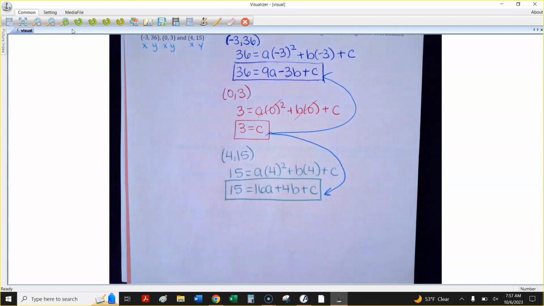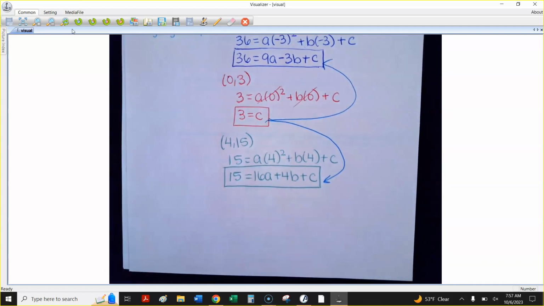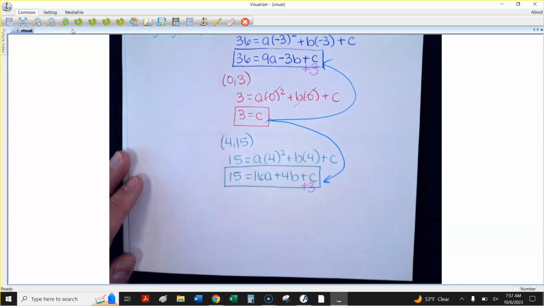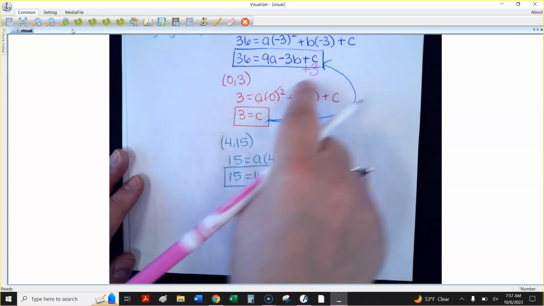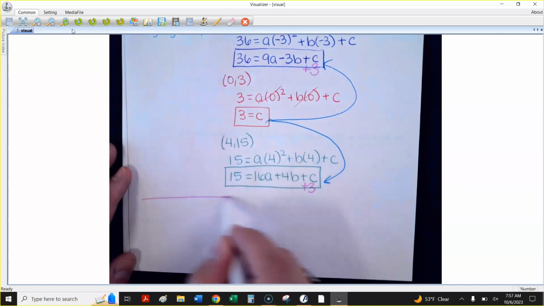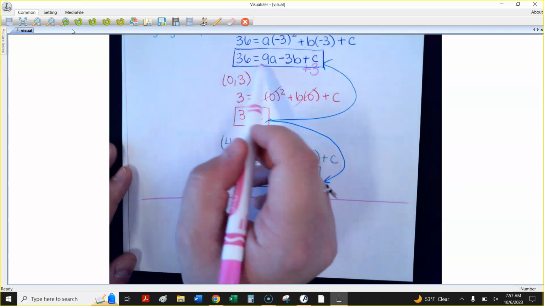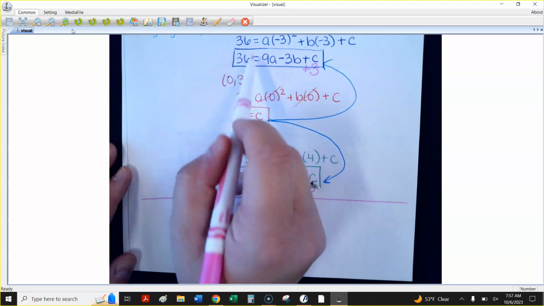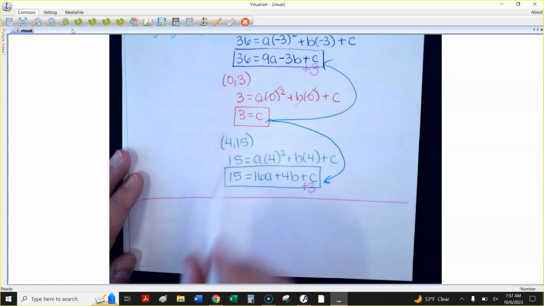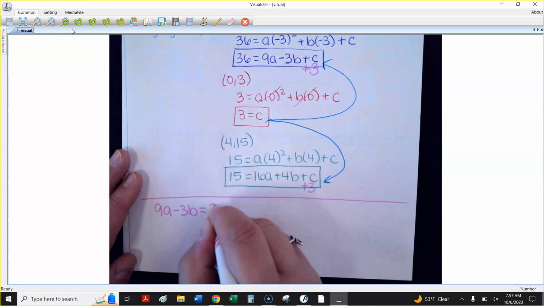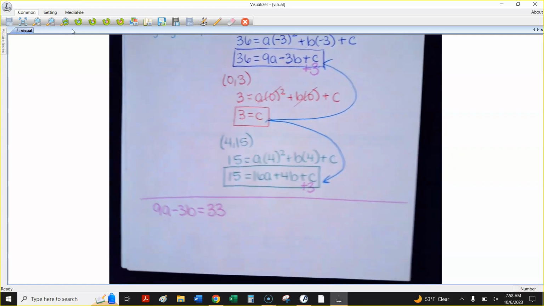I probably should have given us a little bit more space. If I put 3 here and 3 here, I'm going to move that 3 to the other side of the equation. On this first equation, I plug it in for c, but if I move it to the other side, that makes that 36 into a 33. I'm just going to subtract that. So here's what I'm going to write: 9a minus 3b equals 33. Did I lose anybody on that? Okay, I'm just trying to save some space.